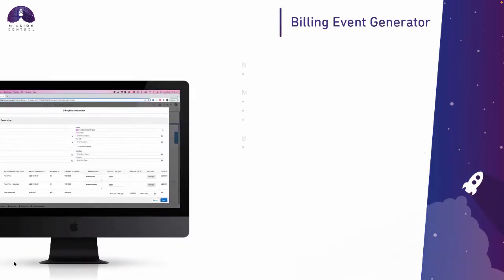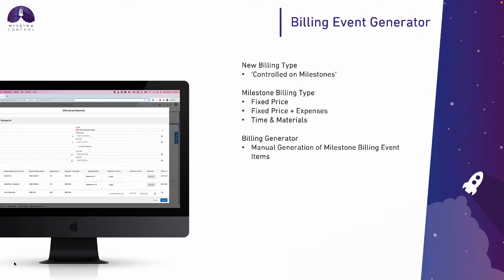The billing event generator. This is a new page that is accessible from the project if you are controlling how you're doing your billing at an individual milestone level. We currently at the project level have billing types of fixed price plus expenses and time and materials, and whichever one of those you select at the project level gets applied to all of the milestones on that project.